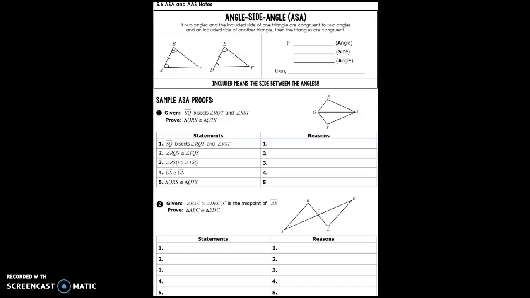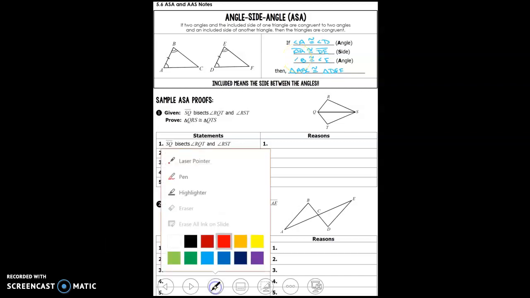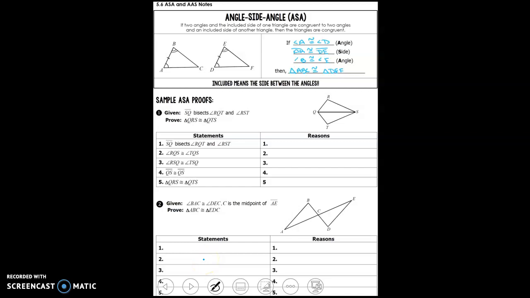Alright, so today we're going to start in 5.6, ASA and AAS. This is the last little bit of material before the end of the year. Angle side angle is what we're going to start with, and that says that if two angles and the included side of one triangle are congruent to two angles and the included side of another triangle, then the triangles are congruent. So if we have angle A is congruent to angle D, and AB is congruent to DE, and angle B is congruent to angle E, then we know that those two triangles are congruent.